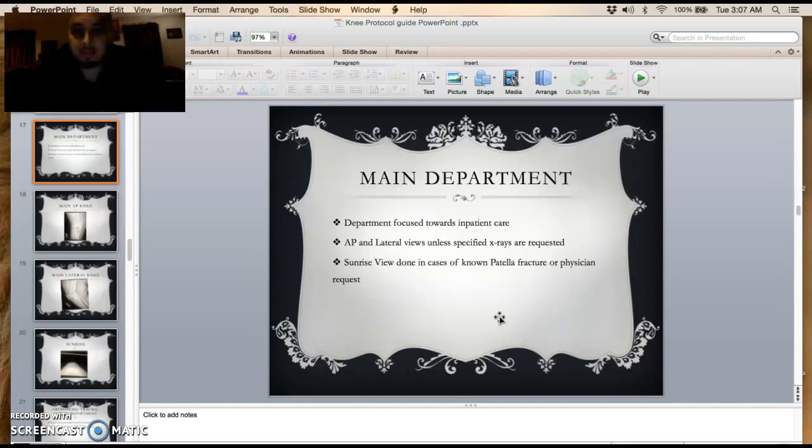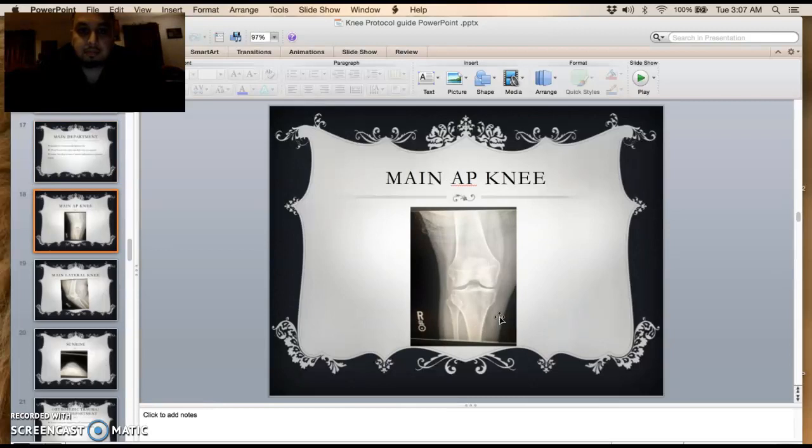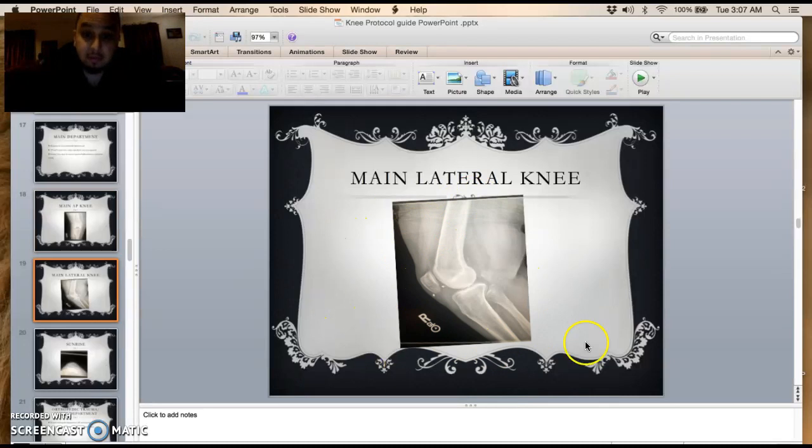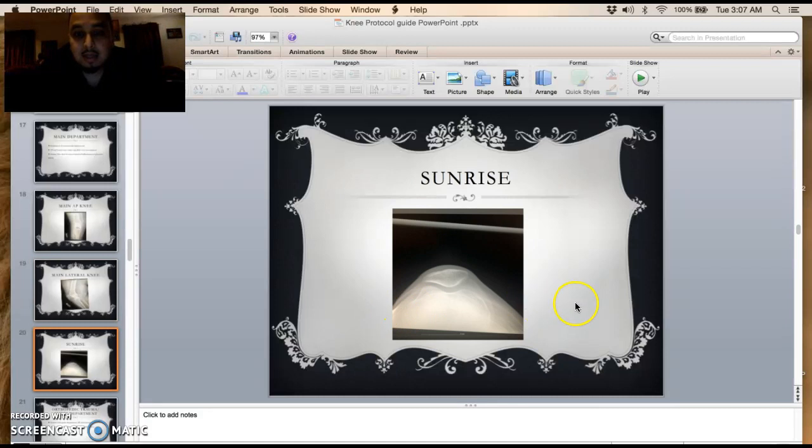And the sunrise view is done to see any fractures of the patella. So this is a main AP knee. This is a basic frontal view of the knee, and this is a basic side view of your knee. And this is just showing your knee, your patella. You see a little fracture here, which means you're going to be needing a sunrise view, and that's what it looks like. Just like the name says, it just looks like the sun is rising, and it's focused on your knee patella.